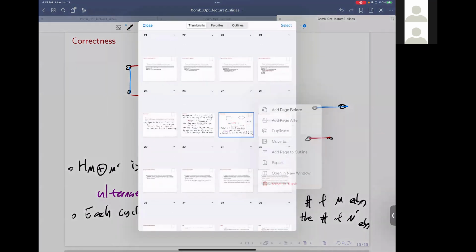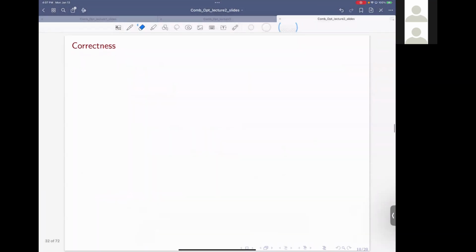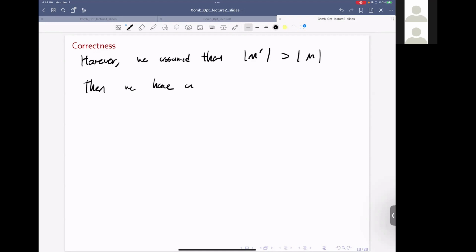Let me use one more slide. However, we assumed that M prime has a larger size than M, right? But if you only have cycles, M prime cannot have one more edge than M, because in each even cycle, the number of edges in M prime and the number of edges in M are equal. What we need to have is the following. Then we have an alternating path, not a cycle, that has one more edge in M prime than M.